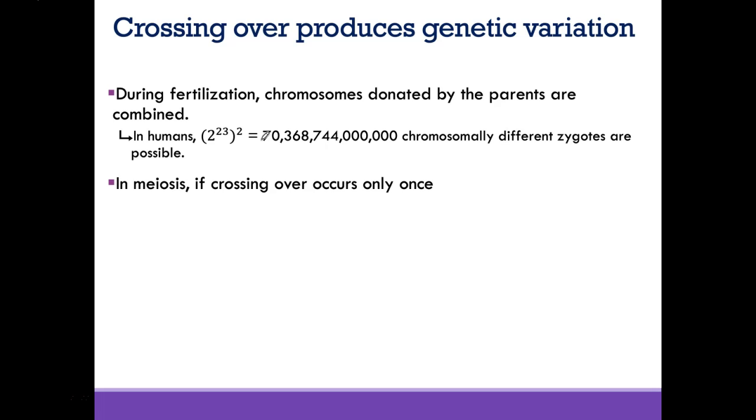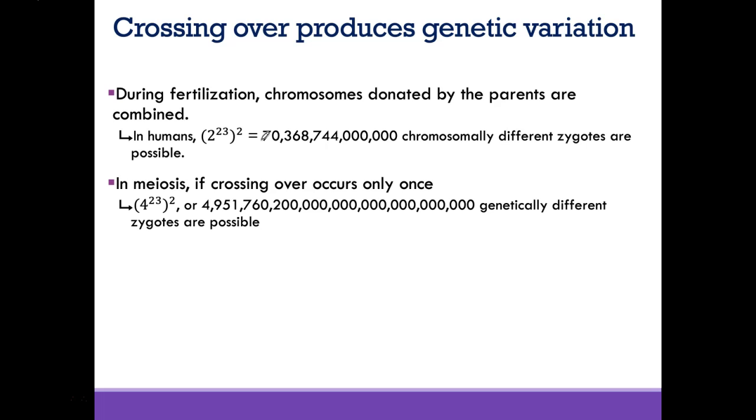Even if crossing over occurred once, we can have this many genetically different zygotes available. Right. So that's even, we square this again. So this is how no two people are alike, right? This explains how no two individuals are alike, because crossing over occurs many times in each chromosome. So this gives us trillions and hundreds of trillions of possible combinations of zygotes.